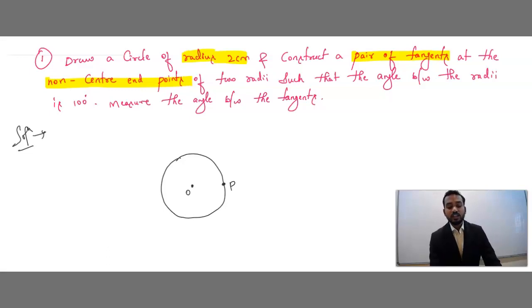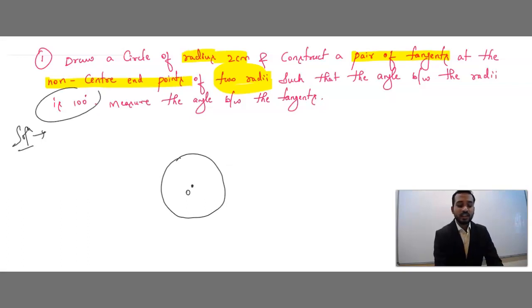But which non-center end? Of two radii. We can see here, this is a non-center end. But what is the condition? Of two radii. Two radii means we have to draw 2 radii. Non-center end means any point on this circle, but what was the condition? Two radii such that the angle between the radii is 100 degrees. You should take the angle between the radii as 100 degrees.